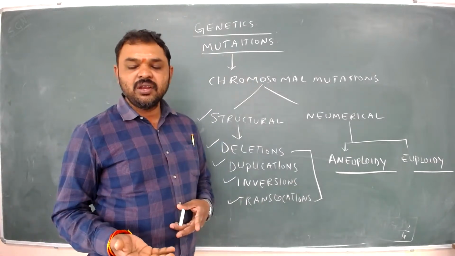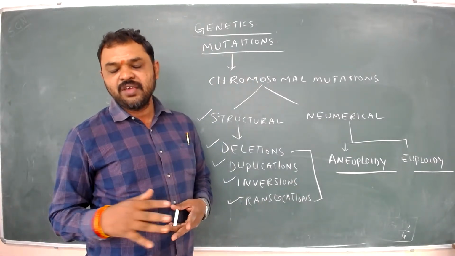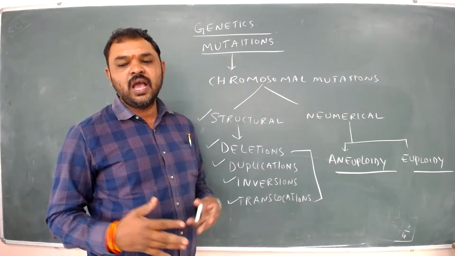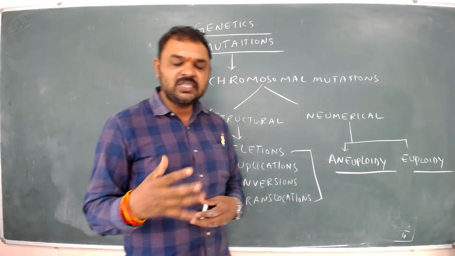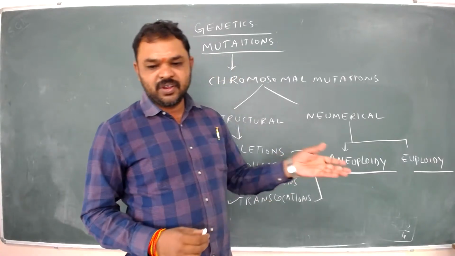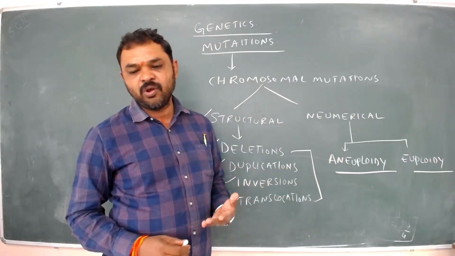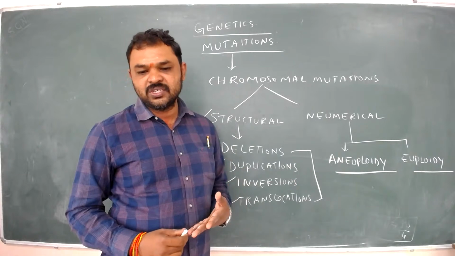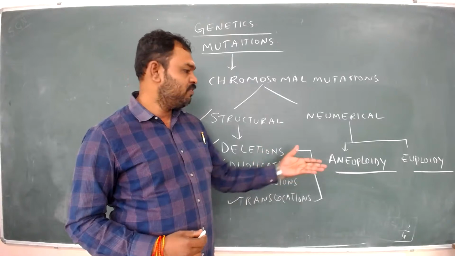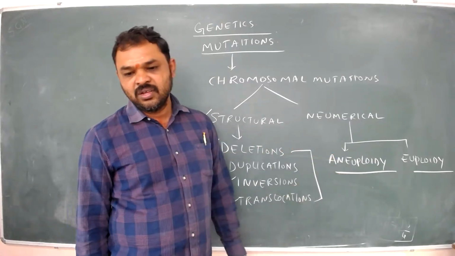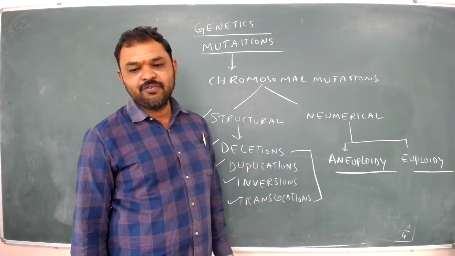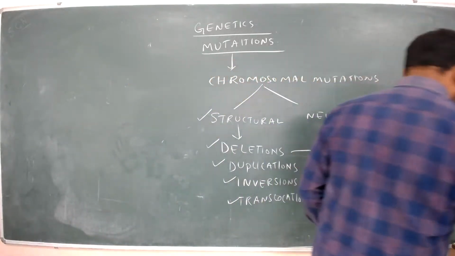In this addition or subtraction, if we add, that is called hyperploidy. If we remove, that is called hypoploidy. Hyper means adding chromosome, hypo means removing chromosome. Last class we discussed hyperploidy: trisomics, heterosomics. Examples of trisomics, Klinefelter syndrome and Down syndrome, we discussed in the aneuploidy section. And next is hypoploidy.